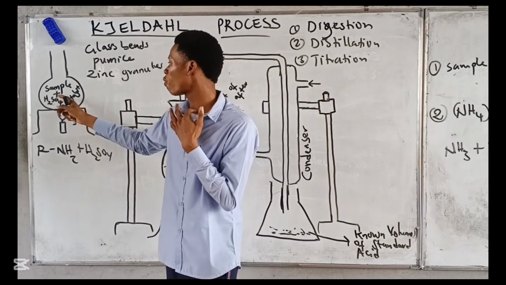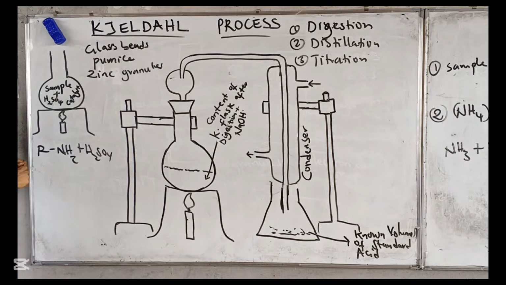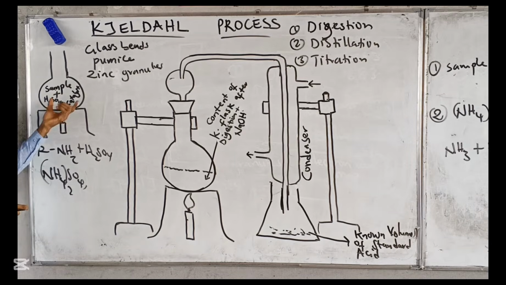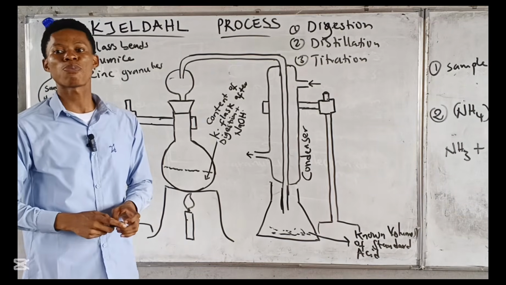And we said that the sulfuric acid will react with all the nitrogen found in this sample, converting all the nitrogen into what? Ammonium sulfate. So this ammonium sulfate here is a product of this Kjeldahl flask heating. Now we've gotten our ammonium sulfate. The next thing is we take this product, the content of the Kjeldahl flask, and move to the next phase of our practical.